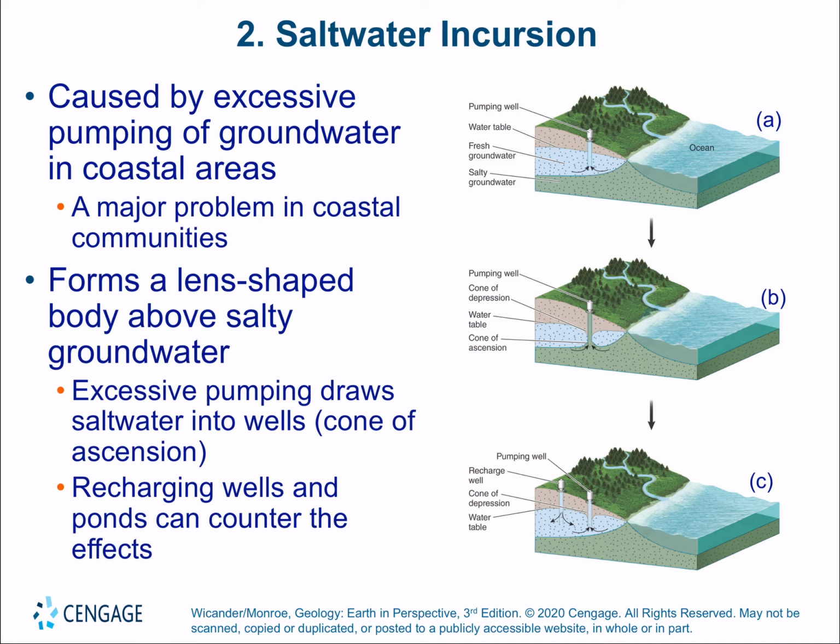Saltwater incursion is caused by excessive pumping of groundwater in our coastal areas, and this is a big problem in coastal communities. What will happen, you form a lens-shaped body of fresh water above the salty water. So excess pumping is going to draw your salt water into wells. You're going to get a cone of ascension. And you can see our cone of ascension right here.